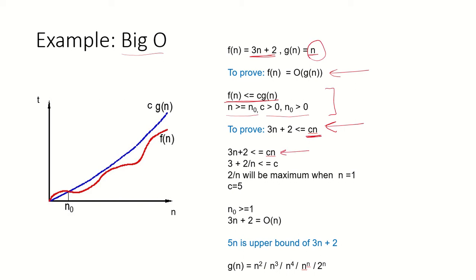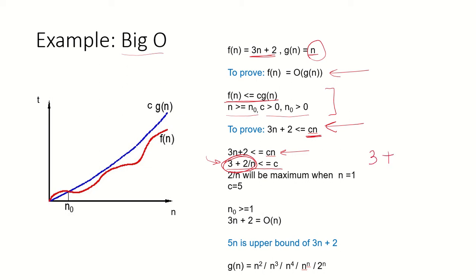Dividing both sides by n, we get this equation: 3 plus 2 divided by n is less than or equal to c. That means c has to be larger than this left hand side at all times. So whatever is the maximum value of this, c has to be larger than that also.